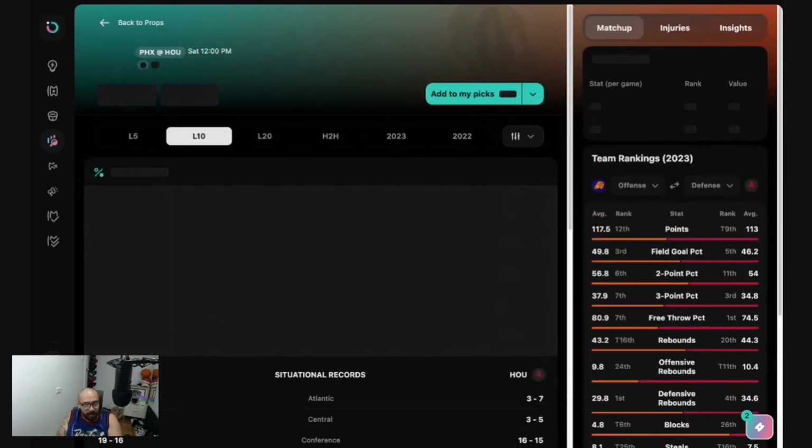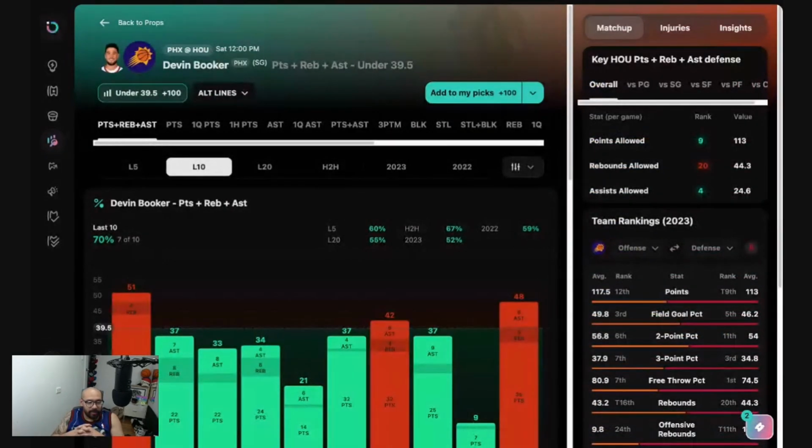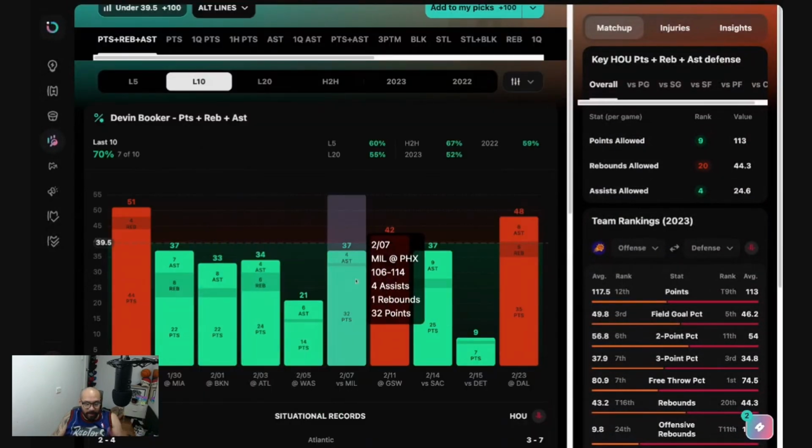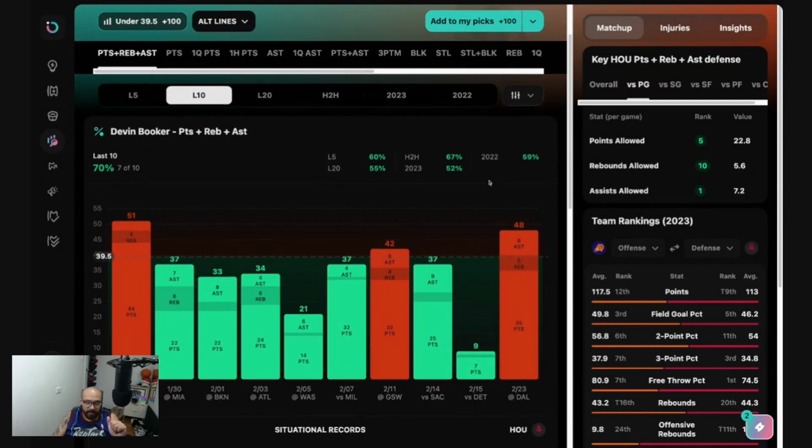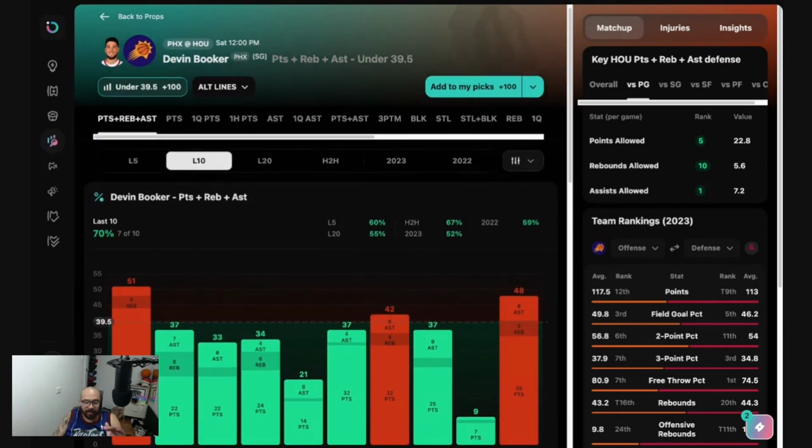But let's have a look at Devin Booker. So it would be an under on his PRA, which is 39.5. You get that at plus 100 odds. He just had a massive game against Dallas. 35 points, 5 rebounds, and 8 assists. The matchup is a good one if we're taking the under. The Rockets allow the 5th fewest points, 10th fewest rebounds, and the fewest assists to point guards. So that's very good for this play.